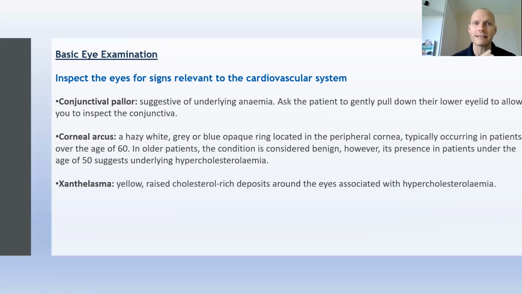Any indication that may be the case? Are their eyes yellow? You know, is there a jaundice issue going on here? Corneal arcus, again, discoloration around the cornea, xanthelasma, yellow raised cholesterol deposits. Now, again, we're not opticians, but we can objectively look and see what we think is normal.